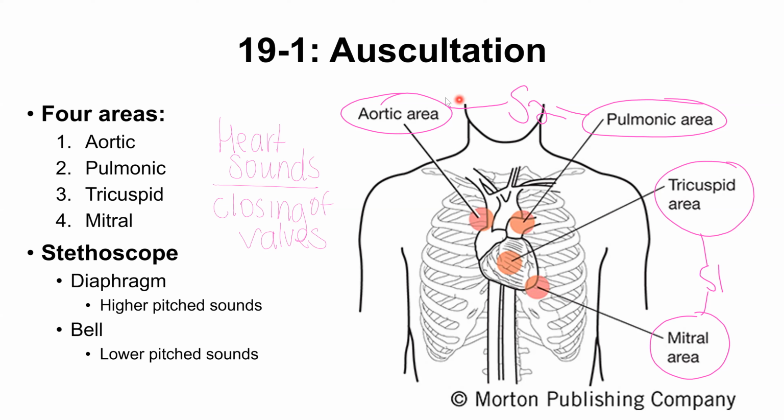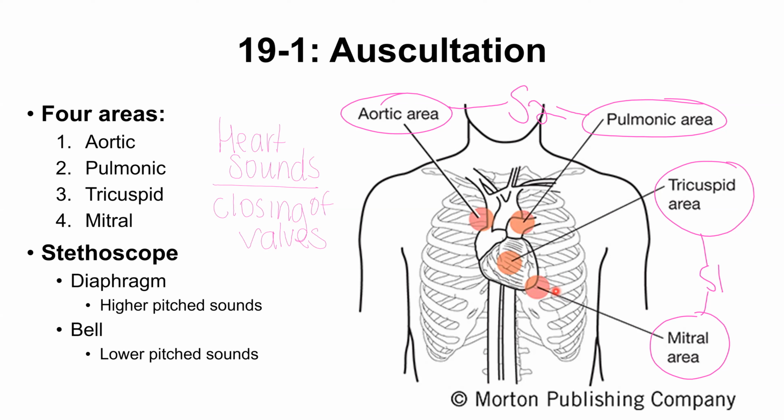Those 4 areas coincide with the 4 valves. So we have the aortic area, where you'll best hear the sounds coming from the aortic valve, the pulmonic area, the tricuspid area, and also the mitral area.